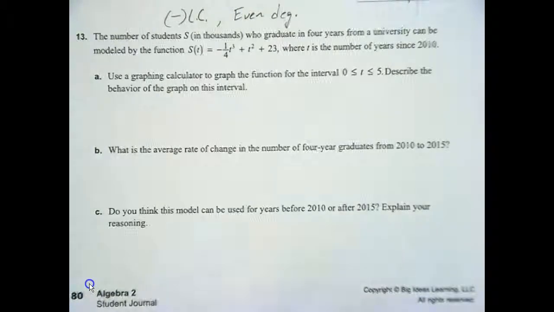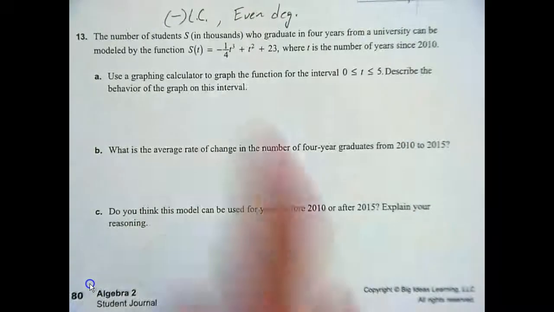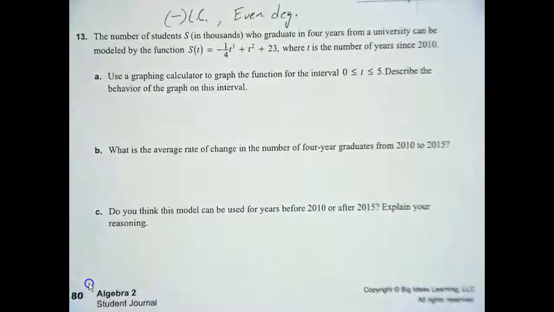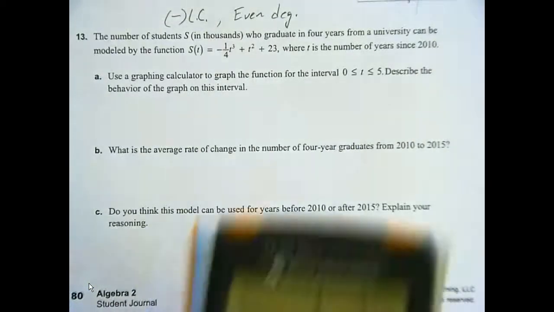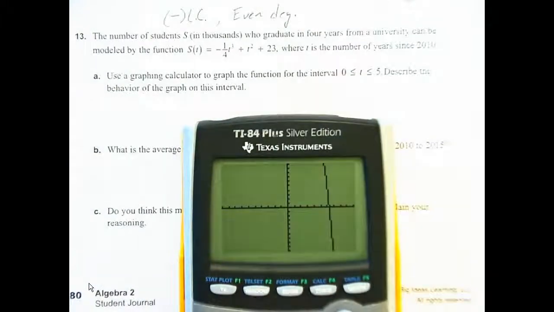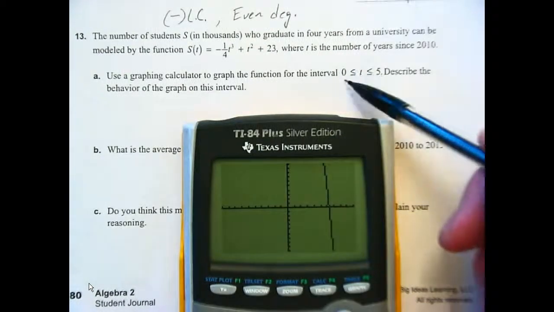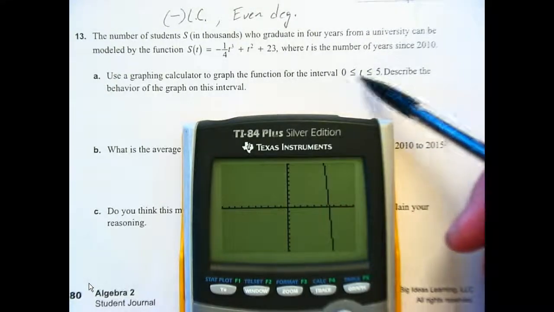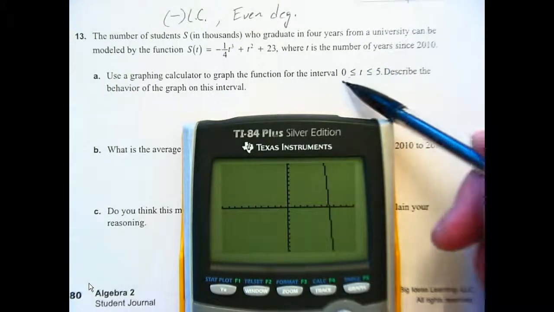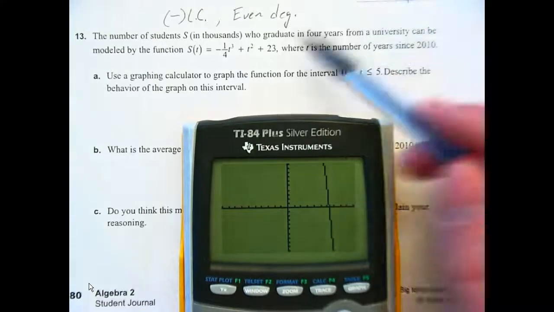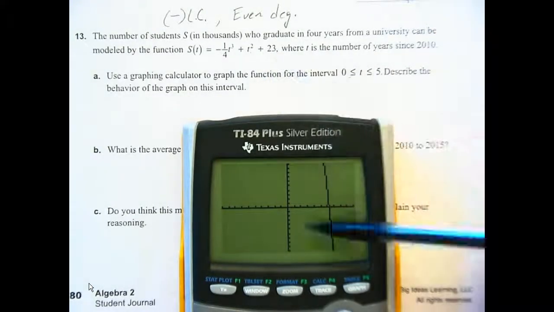Set your window so that you get that interval. Okay? So first, put that into your y equals menu, and then we'll get your window set. Once you get it plugged in there, that actually becomes your standard viewing window, but it's giving you the interval. It's saying from 0, where t is greater than 0 and less than 5. So in other words, your t-axis, which in this case is our x variable, goes from 0 to 5.